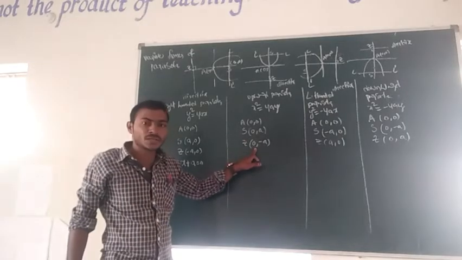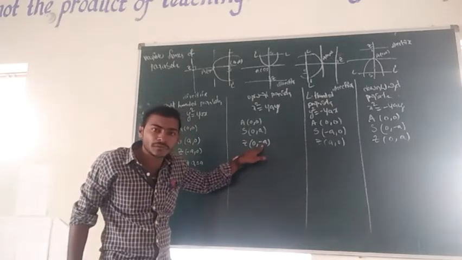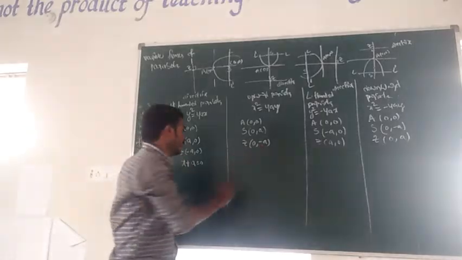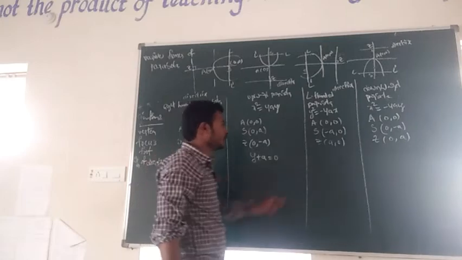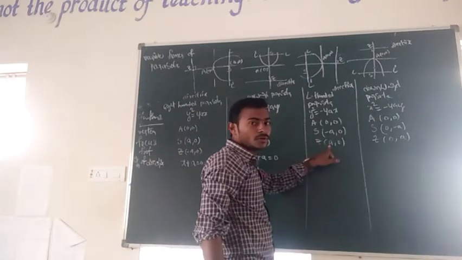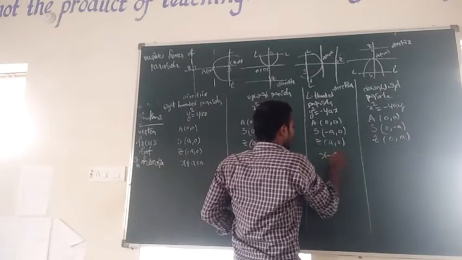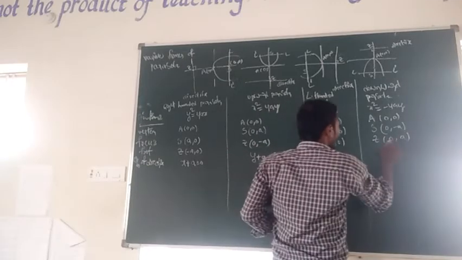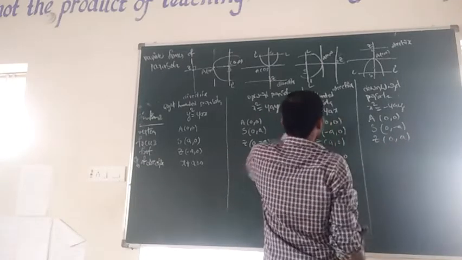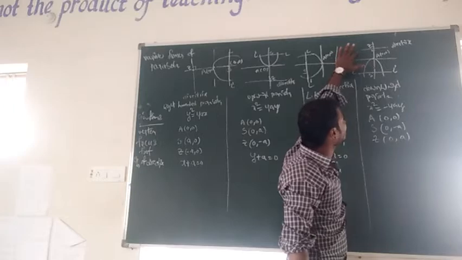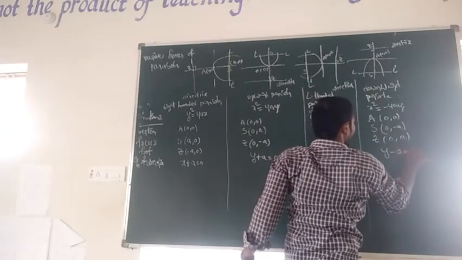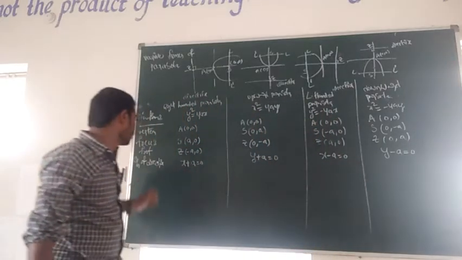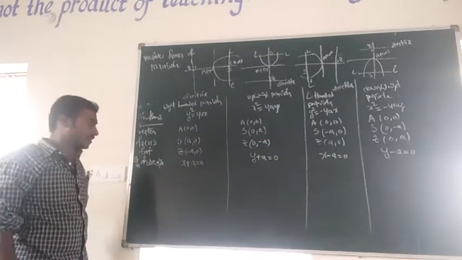And here y equal to minus a, we get y plus a equal to 0. And here x equal to a, we get x minus a equal to 0. And here the directrix lies on the positive side of the y-axis, so y equal to a, it is y minus a equal to 0. These are the equations of the directrix.